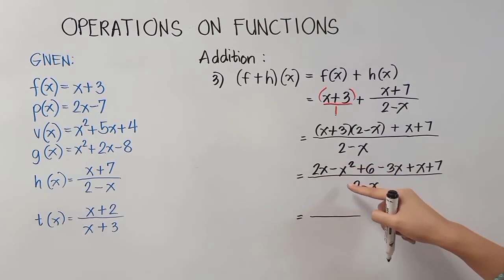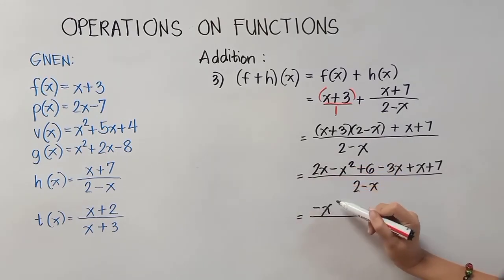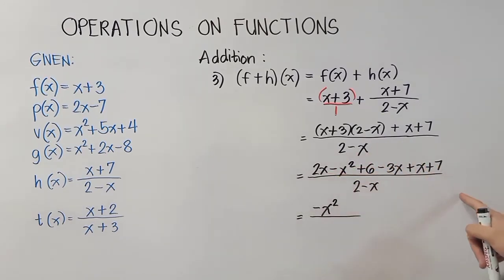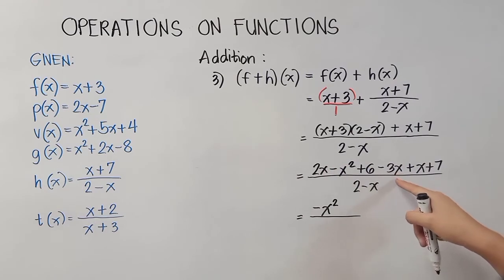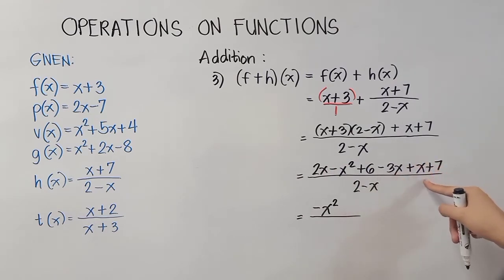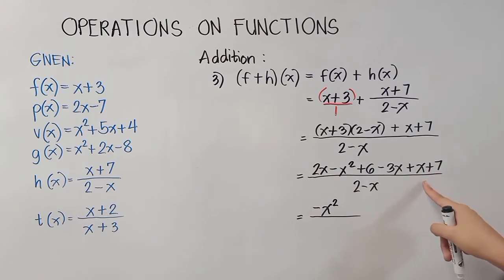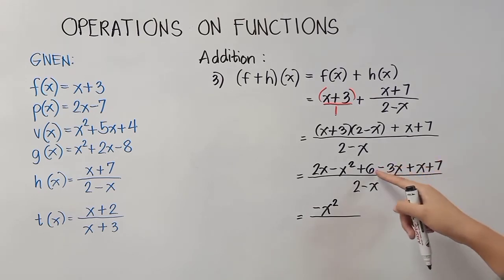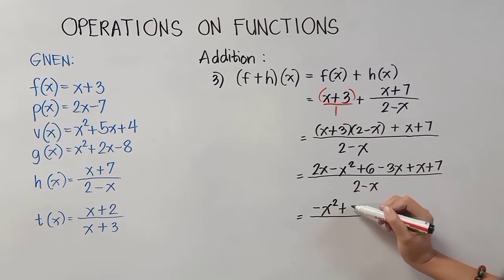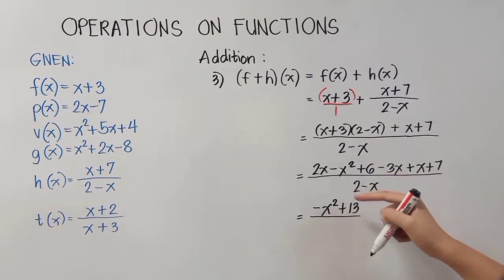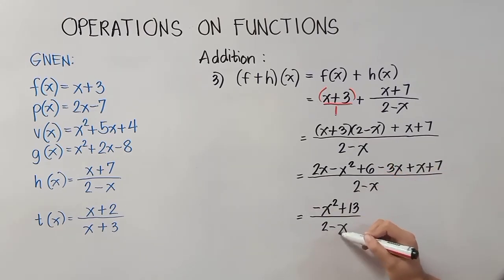Now let us look for like terms here. Negative x squared is just alone. There's no other x squared in these terms. So we have to proceed. 2x minus 3x, that's negative 1x plus 1x. So that will give us 0. We won't be writing that one anymore. So let's proceed to 6 plus 7. That is equal to positive 13. And then copy our denominator, 2 minus x, and this is our final answer.